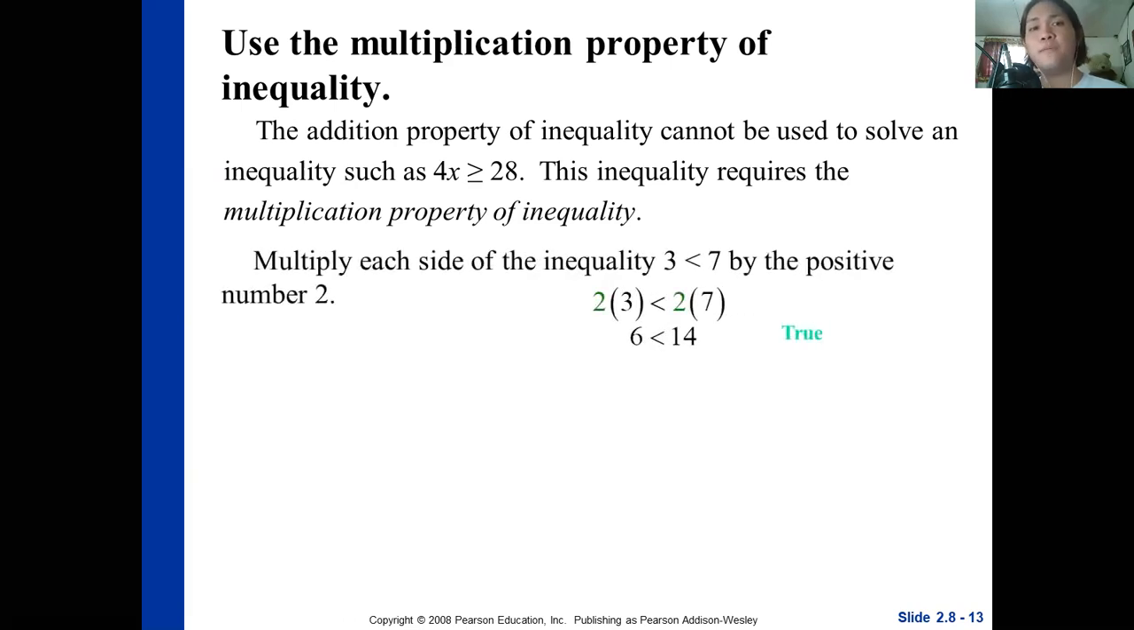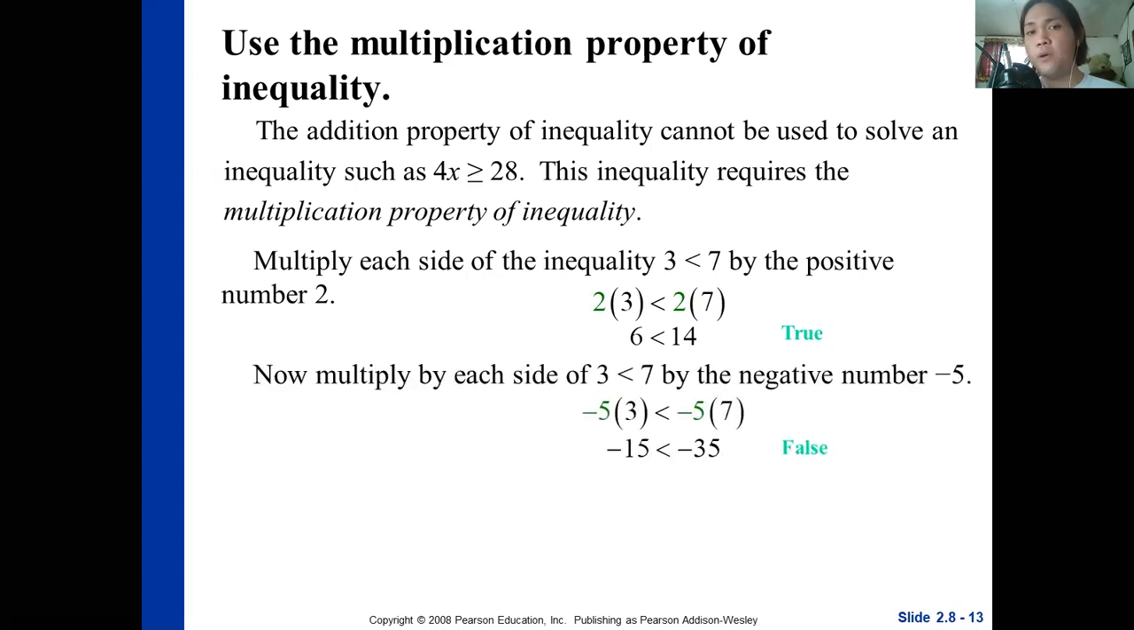Very well said. So multiply each side of the inequality 3 less than 7 by a positive number, 2. That gives us 2 times 3 is 6, less than 2 times 7 is 14. Yes, 6 is less than 14 is a true statement, right? So now multiply each side of 3 less than 7 by the negative number -5. So we have -5 times 3, which gives us -15, less than -5 times 7, which is -35. So -15 is less than -35, which is a false statement, correct?